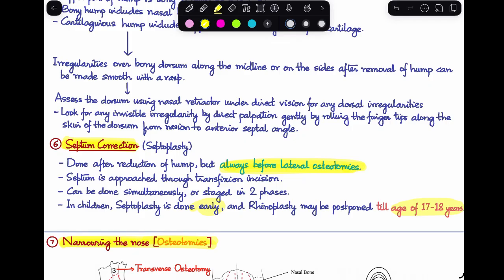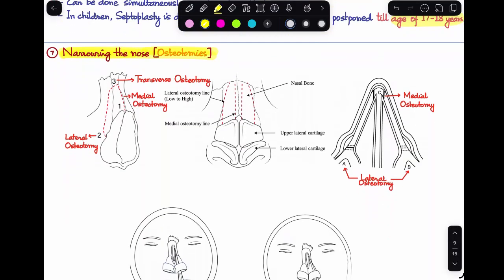Next, after our dorsal hump removal and septum correction has been done, we move on to our next step, which is narrowing the nose with the help of osteotomies.